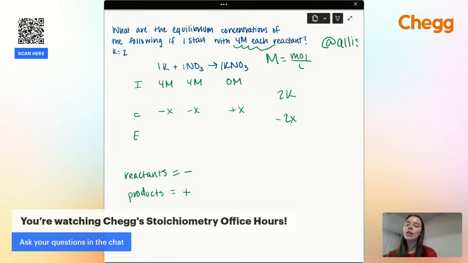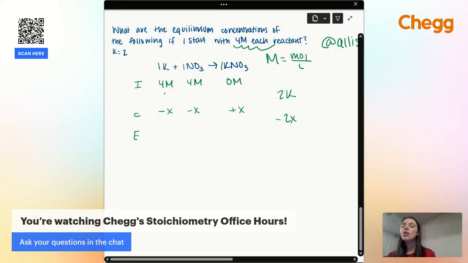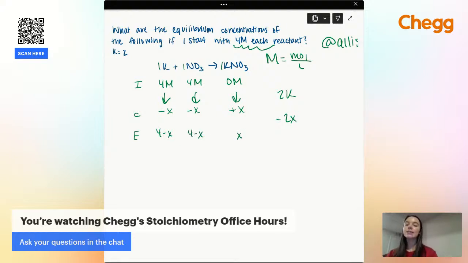Our last column is our equilibrium column. For that, we basically just drag everything down. So 4 minus x, 4 minus x, x. Hopefully that's making sense. Again, any questions you have, type them in the chat. That is our equilibrium values.